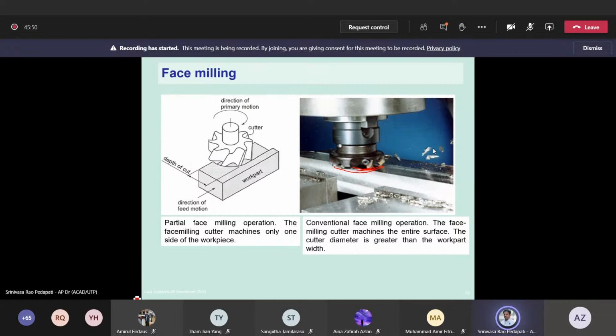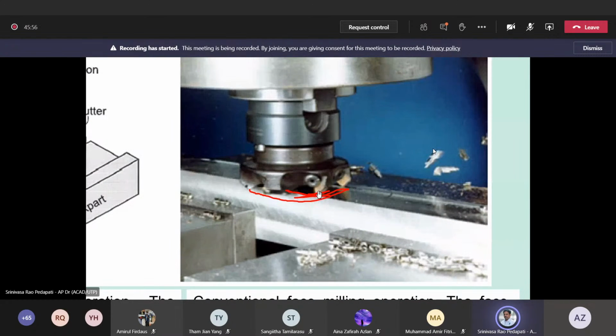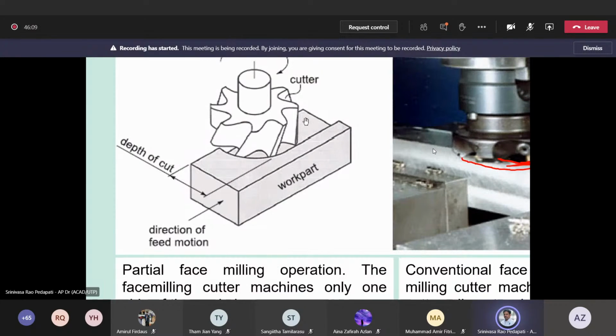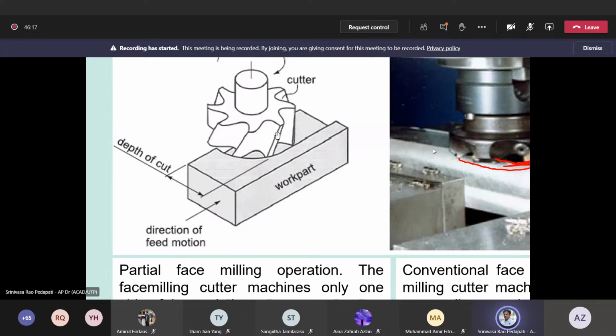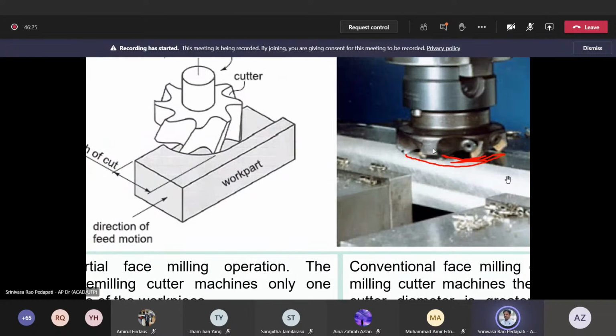Say for example, can I zoom it? So if you see here, this one is having teeth. You see here the teeth. So they cut the material here, on the face. That means in this figure, the material is removed from the face, not from this portion. This is not cutting. The only cutting action takes place at the face. That means on a horizontal surface, not on the vertical surface.